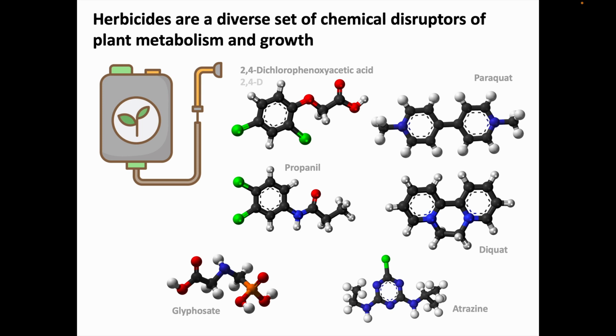So what are herbicides? Herbicides are a diverse set of chemicals that disrupt plant metabolism and growth, resulting in death of the plant. I'm a sucker for chemical structures, so I'm providing a set of them here. There are very many herbicides, but I'm only going to mention what I consider the high points of those few that are covered in more detail in the chapter in Goldfrank's.